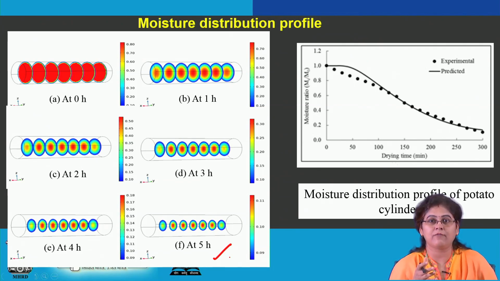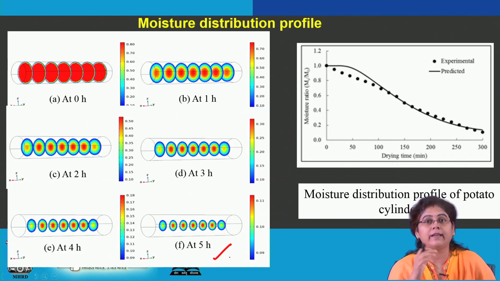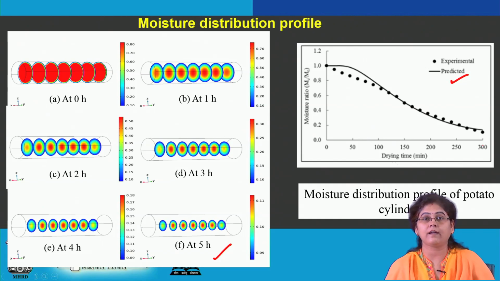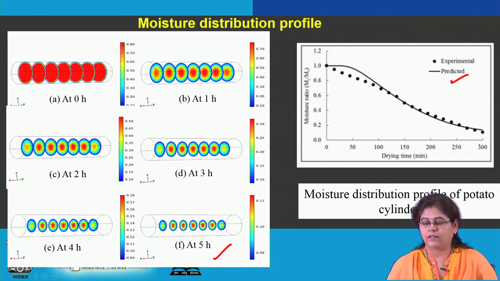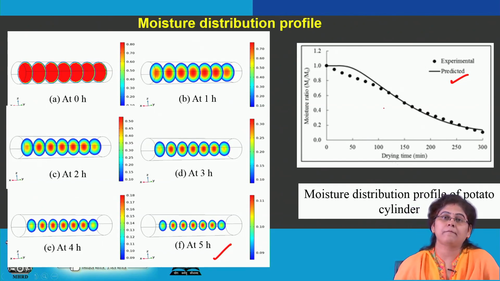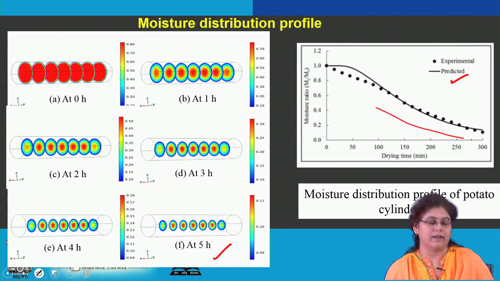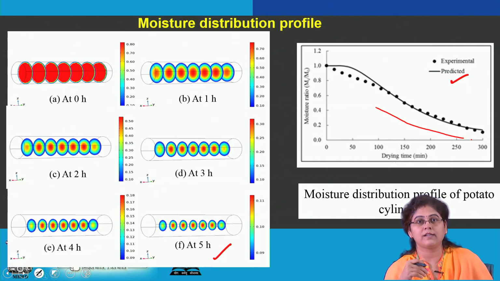So, the shrinkage behavior as well as the moisture and temperature distribution profile can be very properly visualized from the development of the finite element model. Here the moisture distribution profile from the experiment and the model predicted results were validated, and it was observed that the model predicted results are in close agreement with the experimental values, thus justifying the development of the finite element models during the solar drying of food materials.